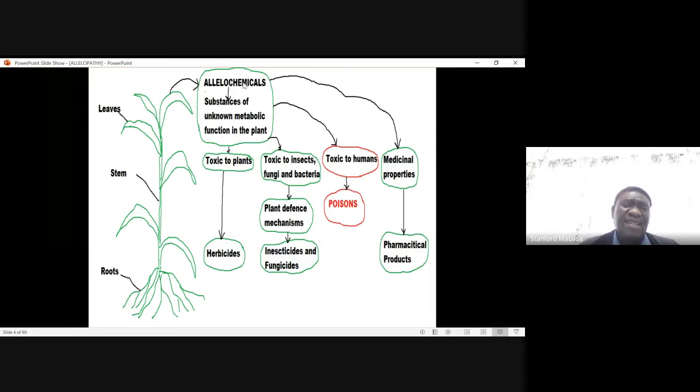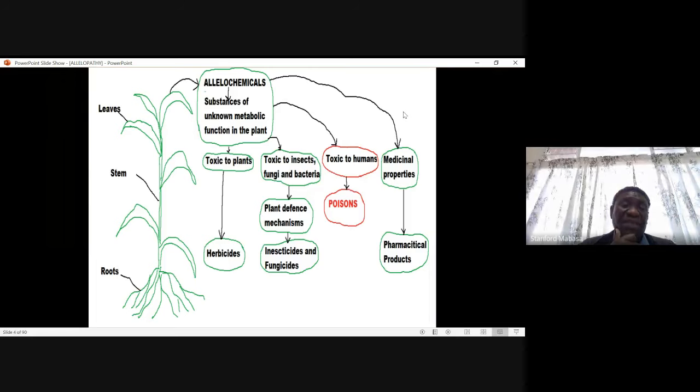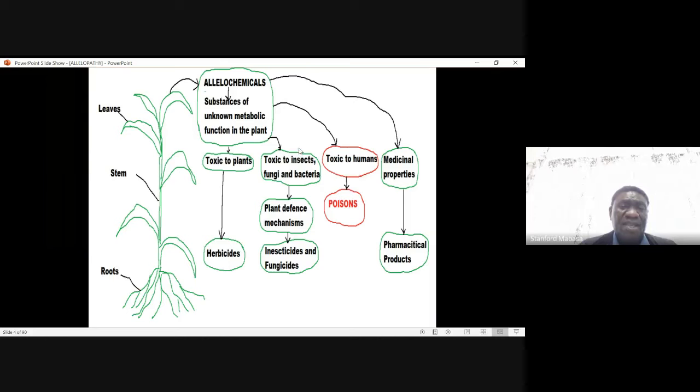What we know is that these allelochemicals, if they are released into the environment, can be toxic to other plants. So they are very toxic to the other plants, and we can exploit them to make herbicides. Or we can just use them in their organic form in weed control.